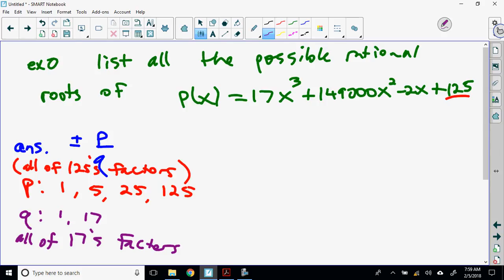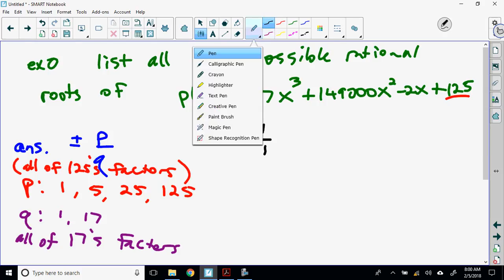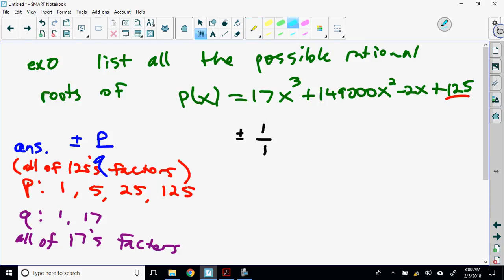So our answer then to this is going to be plus or minus 1 divided by 1. Now, to be as clear as I possibly can, this 1 in the numerator is the same thing as this 1 from the P. And this 1 in the denominator is the same thing as this 1 from the Q. Everybody with me so far, I hope?